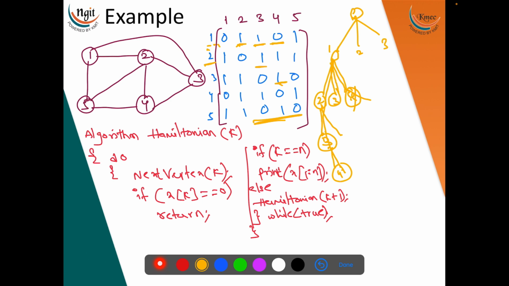As far as the bounding function is concerned in this algorithm, if you don't find any edge between two vertices, it will ignore it and cut it from the tree. So this is about the Hamiltonian cycle of a graph, and this is your lab experiment also. Try to implement code based on this algorithm using Java programming. Thank you all.